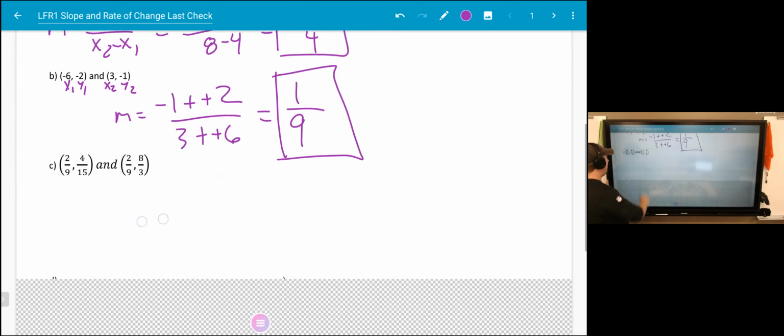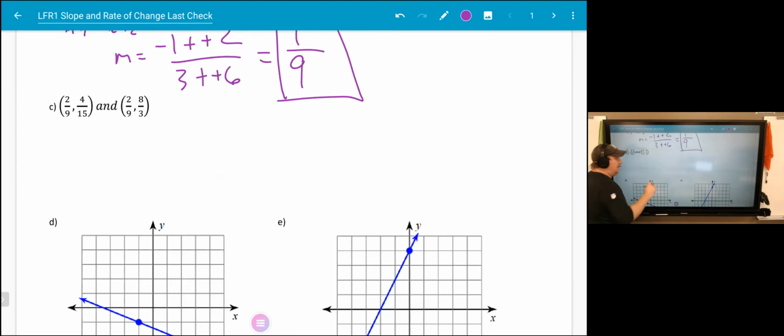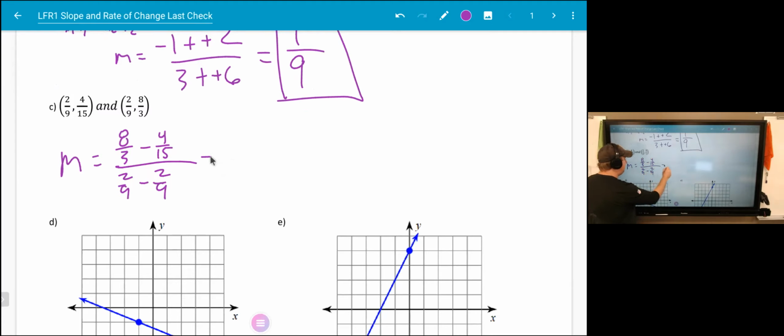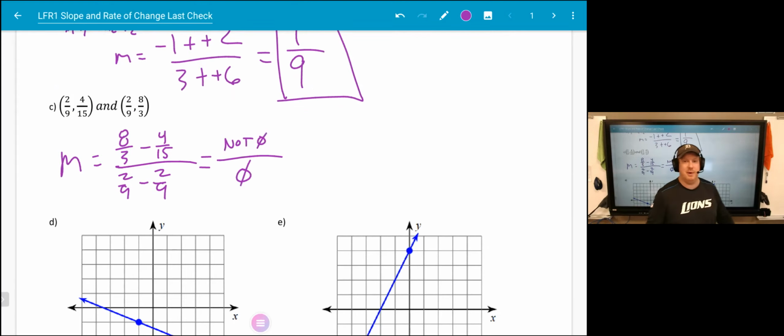Right here, part C. Don't freak out because there's fractions. Put it in the slope formula and see what happens. M equals 8 thirds minus 4 fifteenths divided by 2 ninths minus 2 ninths. There's your key, right? This is going to be not 0 on top. On the bottom, this is 0. 2 ninths minus 2 ninths is 0.